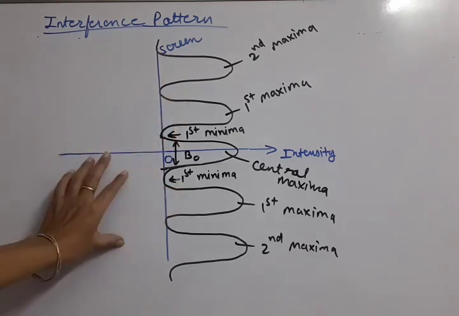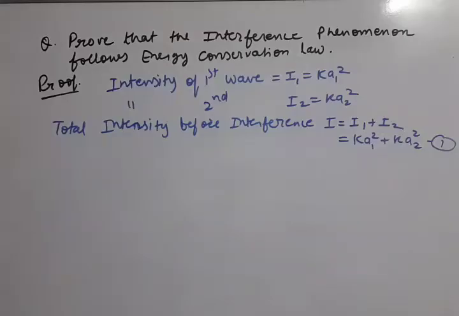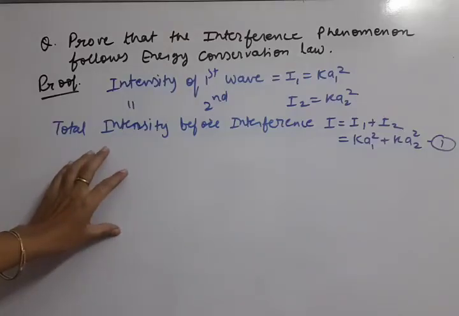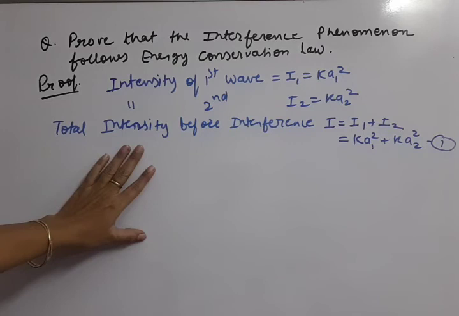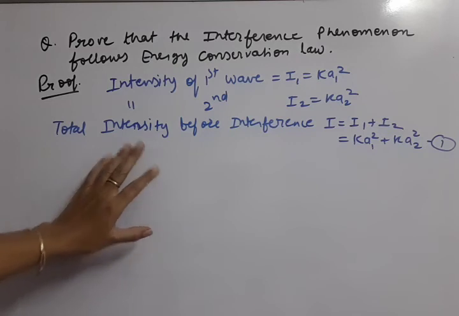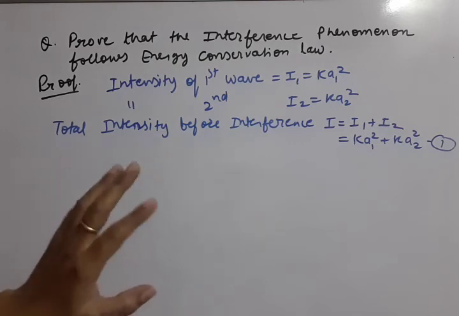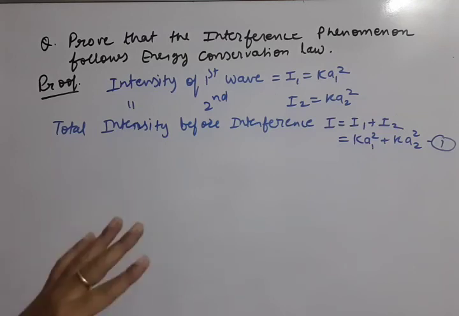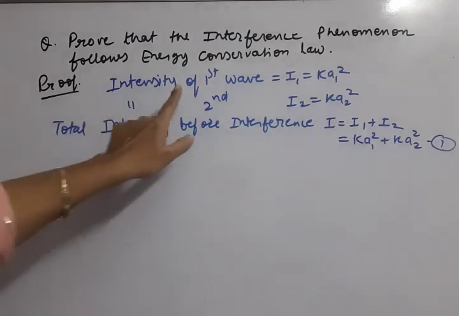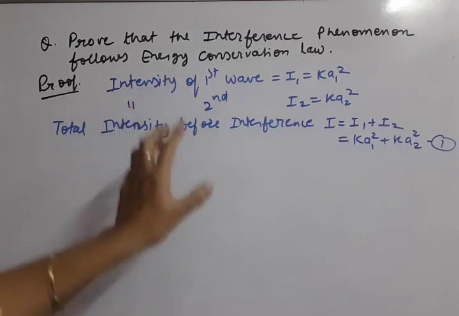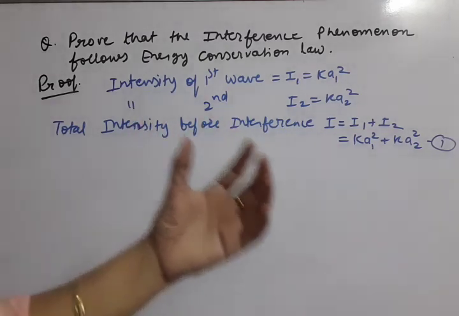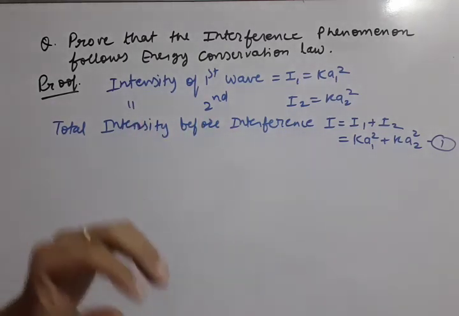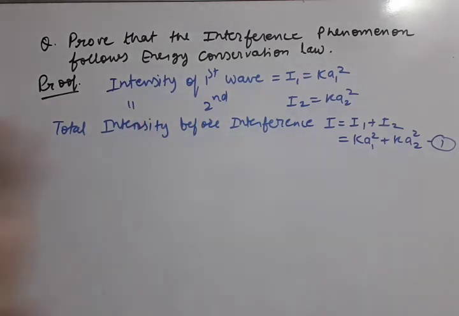Let us move to the next sheet. Now after understanding the interference phenomenon completely, we said in the intro that interference is the phenomenon of energy redistribution. That means total energy remains conserved. So how can we prove it mathematically? Suppose a question is asked, so we will write it this way. We will prove here that energy before interference and energy after interference remains conserved, the same. So how to prove it?